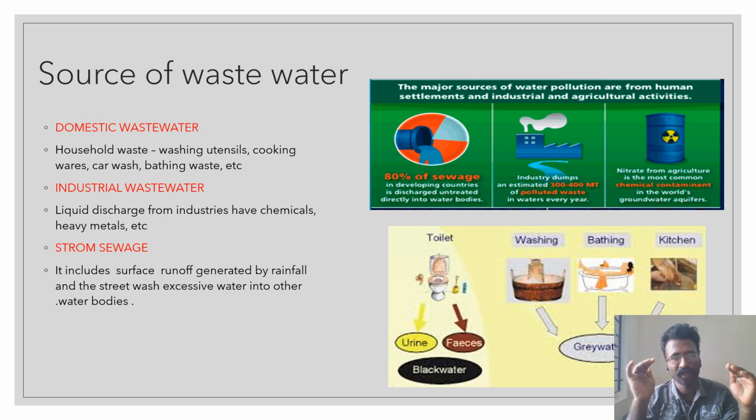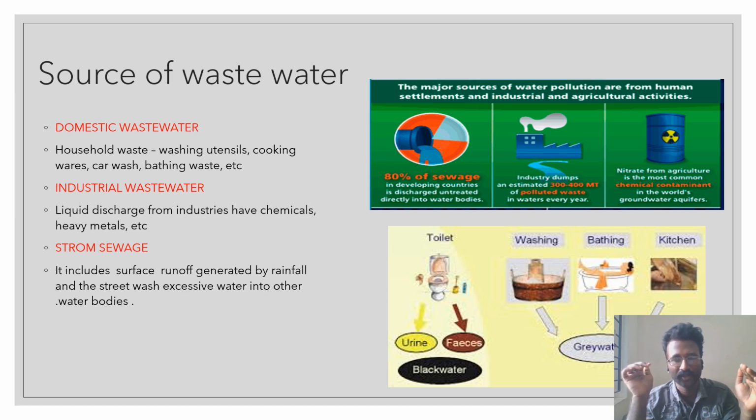Before we see the characteristics, we need to know about sources, because sources are very essential to determine the characteristics. Generally there are three sources. First is domestic wastewater, second is industrial wastewater, and third is storm sewage. What is domestic wastewater? Basically, everything that comes from the house is referred to as domestic. Household wastes like washing utensils, cooking wares, car wash, and bathing waste are referred to as domestic wastewater.